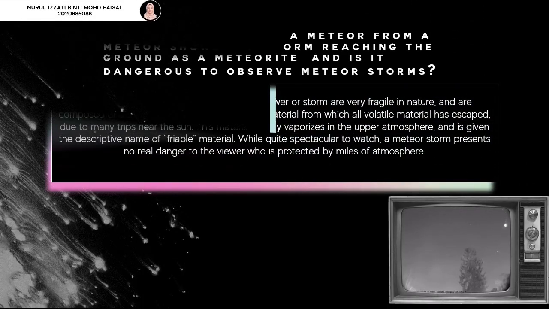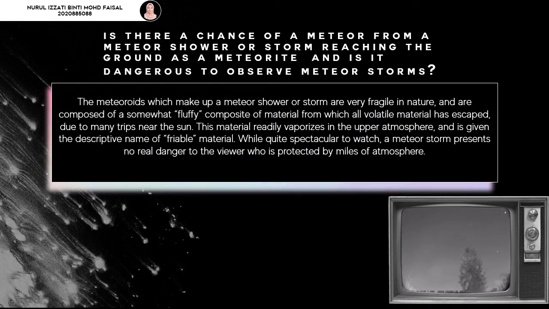Is there a chance of a meteor from a meteor shower or storm reaching the ground as a meteorite? And is it dangerous to observe a meteor storm? The meteoroids which make up a meteor shower or storm are very fragile in nature and are composed of a somewhat fluffy composite of material from which all volatile material has escaped, due to many trips near the Sun. This material readily vaporizes in the upper atmosphere and is given the descriptive name of friable material. While quite spectacular to watch, a meteor storm represents no real danger to the viewer, who is protected by the mass of atmosphere.